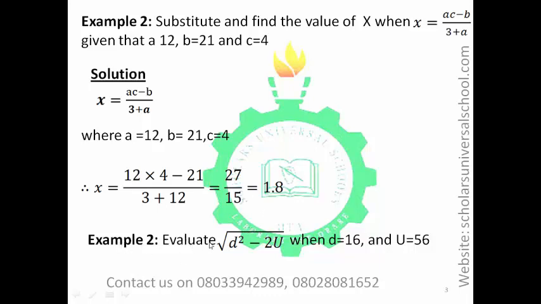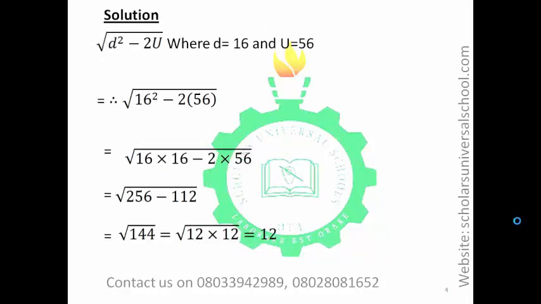Another example is here. Evaluate the square root of d squared minus 2u, when d is equal to 16 and u is equal to 56. So we have been given the value of d to be 16 and the value of u to be 56. Let's look at the solution together. Where you see d, it is no more d but 16, and you put the square on it. Where you see u, it is no more u but 56, and you just substitute it directly. Don't alter anything, just substitute in your values for those letters and solve it.